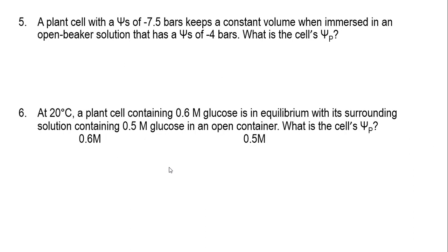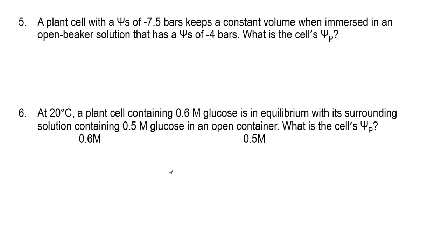Okay, all right. Now we have a plant cell with a solute potential of -7.5 bars. We put it in a solution that's -4. So we want to know what's the cell's pressure potential. Okay. So its volume is constant.